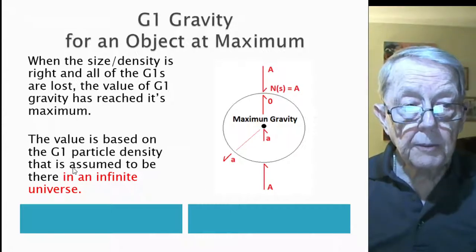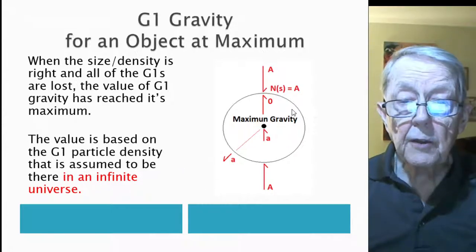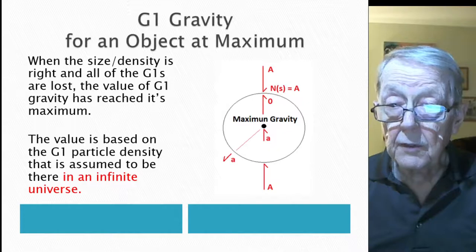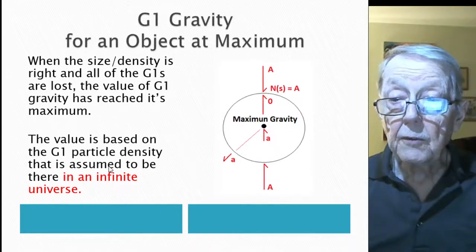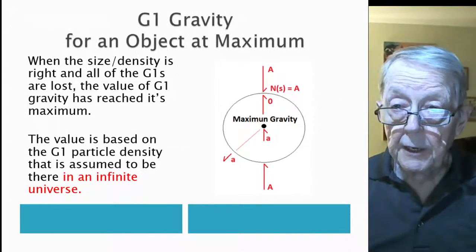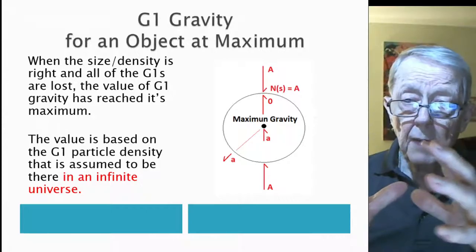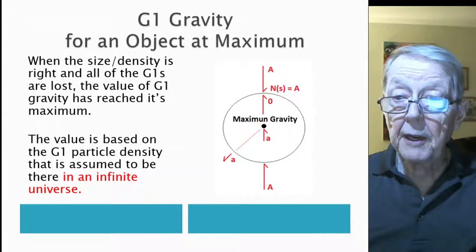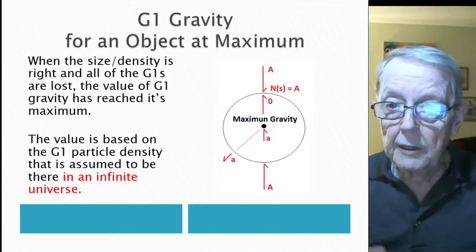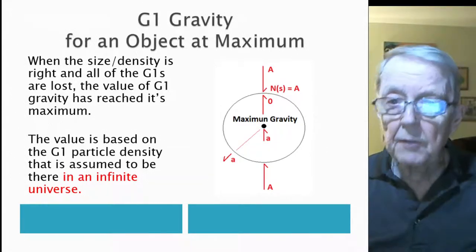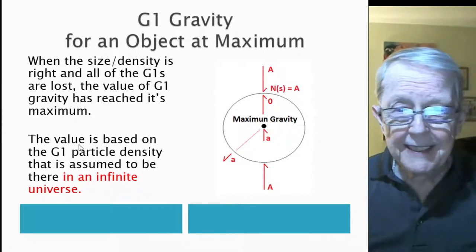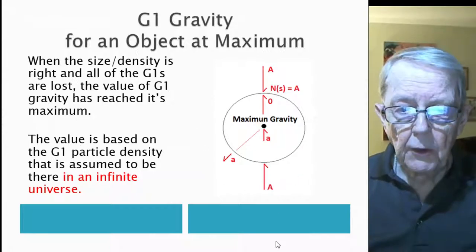Particle density that is assumed to be there in an infinite universe. In other words, you might expect that gravity is essentially the same all the way around the universe. That requires the universe to be infinite to be that way. You can't have a large open space and a small group of mass, because there would be nothing coming in from nothing out there. And so that's why we tend to think, in the particle model, space is infinite, the mass is almost infinite, and therefore this particle density is the same all the way through the universe.